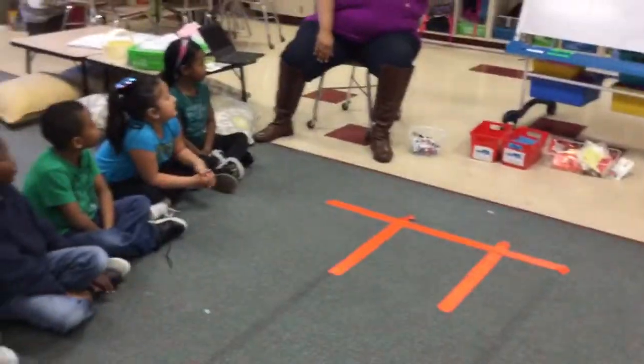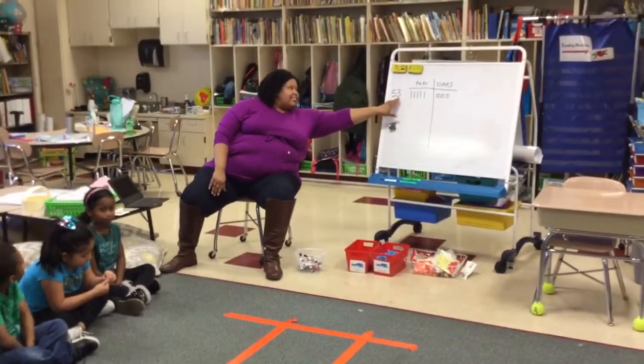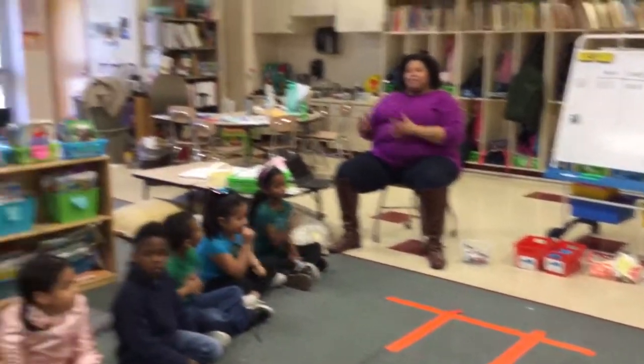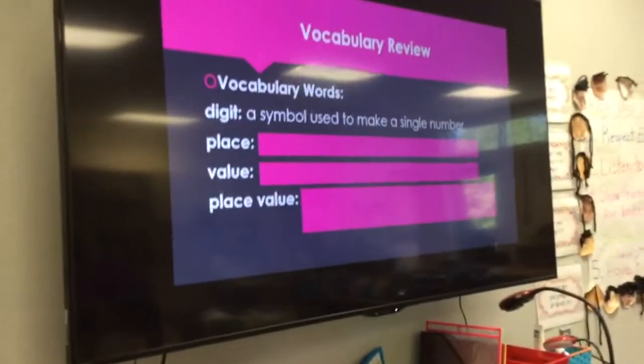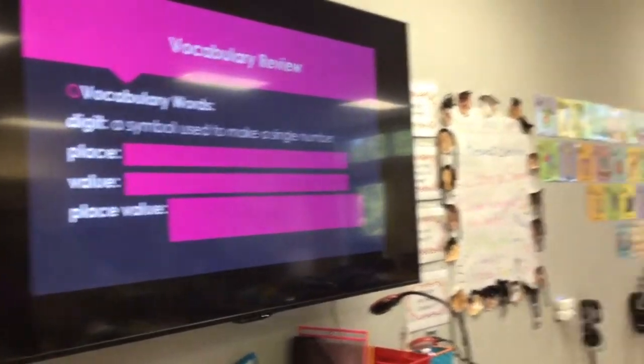So what digit is this? 5. And what digit is this? 3. And together they make 53. Right. So a digit is a symbol that is used to make a single number, a number by itself.